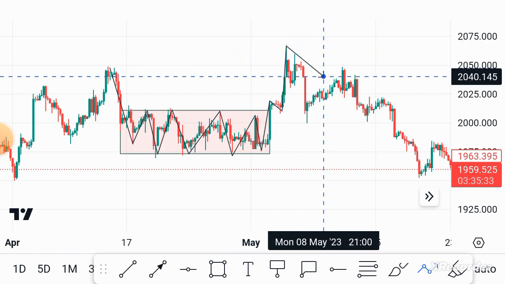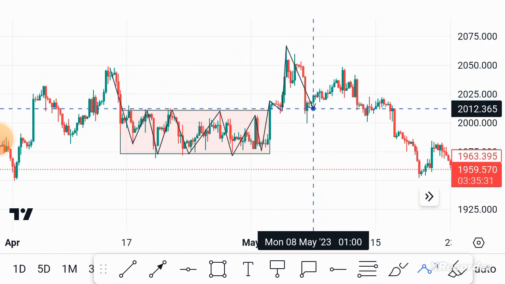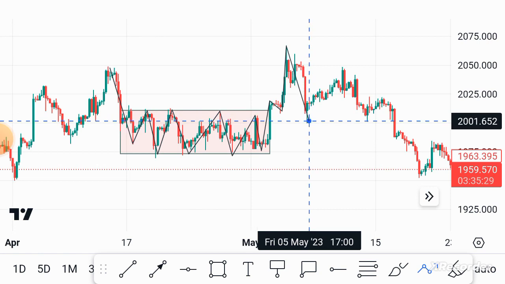And what happened next was that price came all the way down. So this is a typical example of how a ranging market looks like.